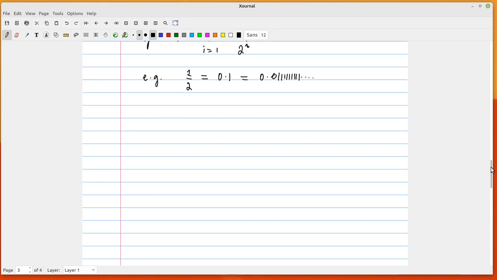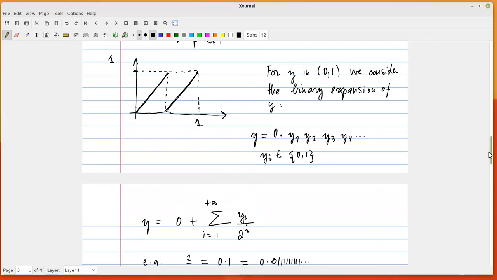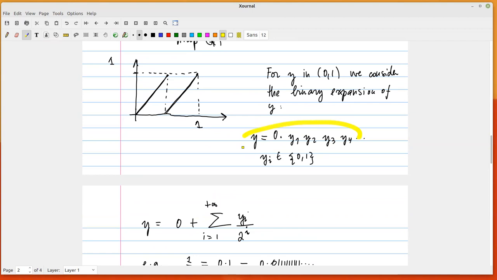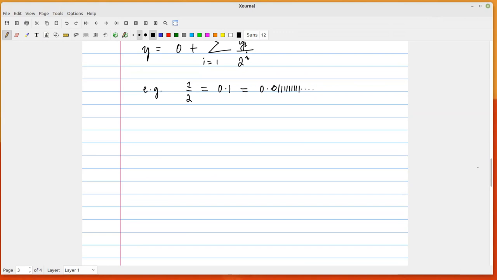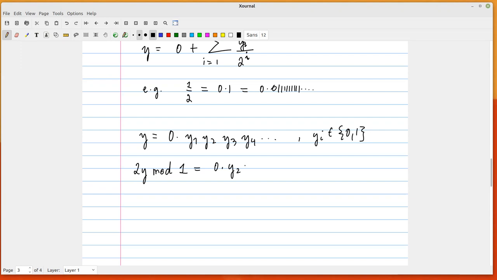Now let's try to understand what the doubling map does when you write the number using the binary representation. It's very convenient. Why? Because the doubling map is nothing else than the so-called shift map. So imagine you have y equal to 0.y1 y2 y3 y4 and so on, where each of the y i is 0 or 1. So the doubling map, 2 times y mod 1, what is it going to be? It's going to be the same, but with one index shifted to the left: 0.y2 y3 y4. So in other words, the doubling map is equivalent to the shift operator.